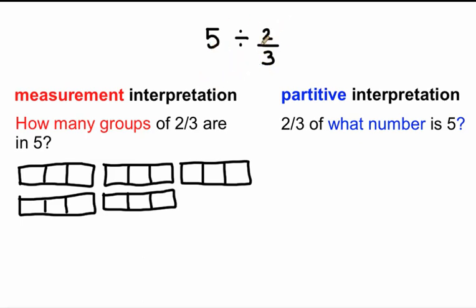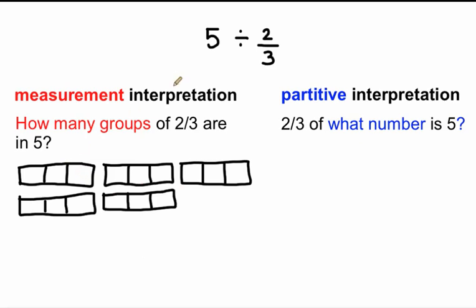The first way to think about it is to look at your divisor and ask yourself one question. How many groups of the divisor are in the dividend? And in this case, it would be how many groups of 2/3 are in 5. So the very first task that I must do if I'm going to answer that question is I have to model 5. So I'm going to draw 5 separate wholes. As you can see, I've done that right here. 1 whole, 2 wholes, 3 wholes, 4 wholes, and 5 wholes.